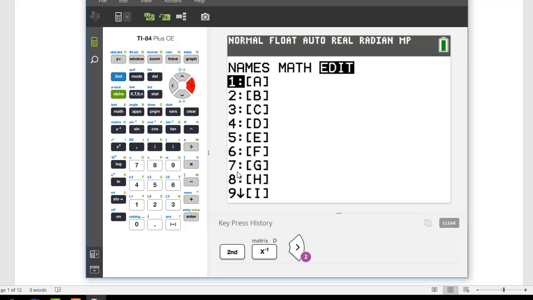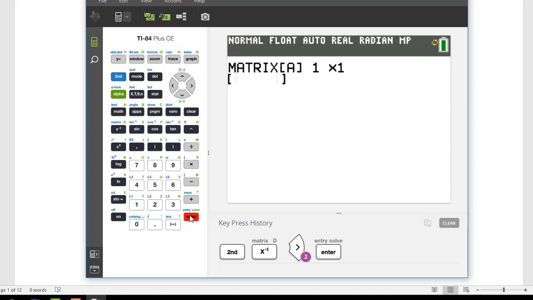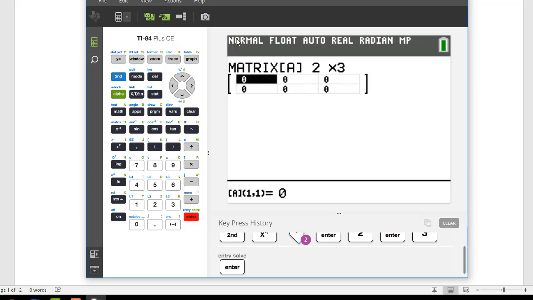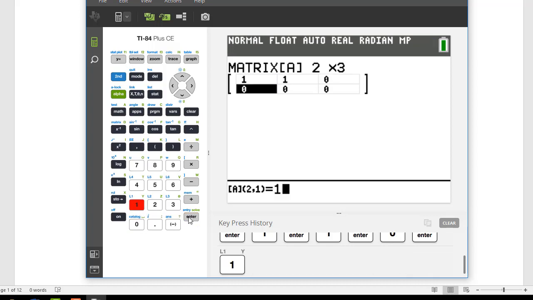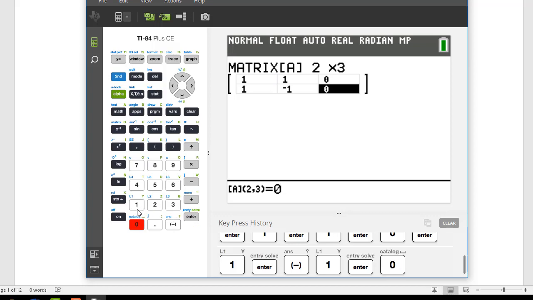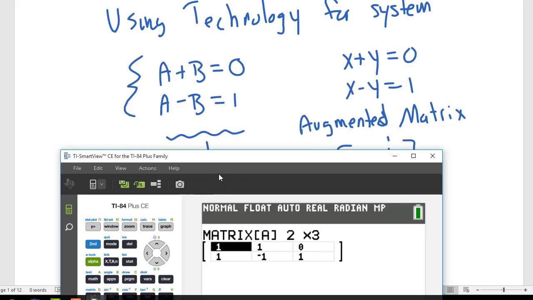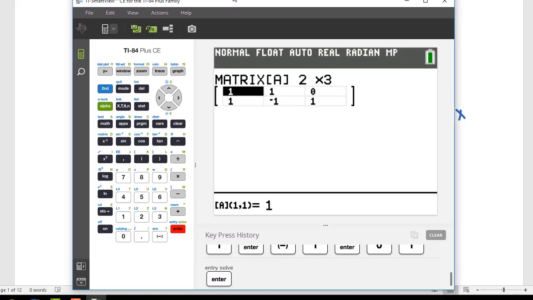And I can pick any of these matrices I want. I'm going to pull out the first one. And it wants me to first specify the size. So I have 2 rows by 3 columns. And there's the size of my matrix. And I'm going to type in the coefficients that we had. So we had 1, 1, 0, and then 1, -1, and 1. Okay, let me just make sure I did that right. We had 1, 1, 0, 1, -1, 1.